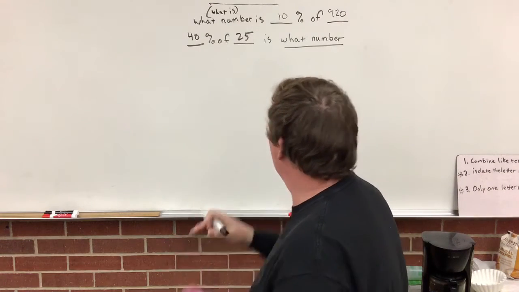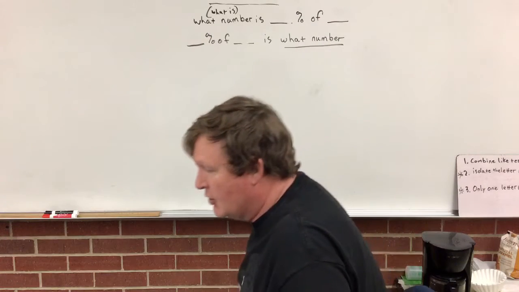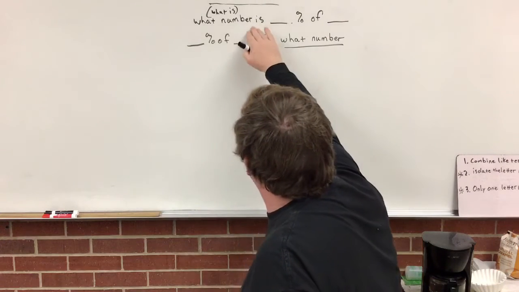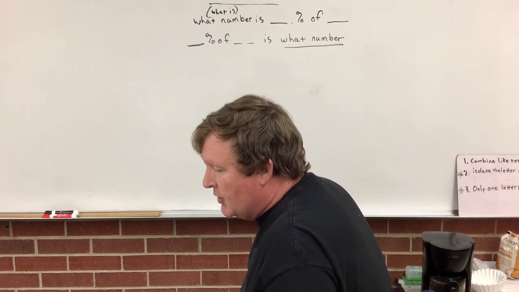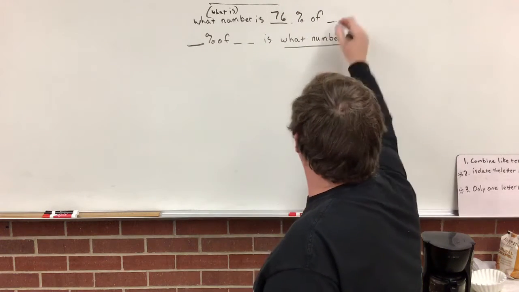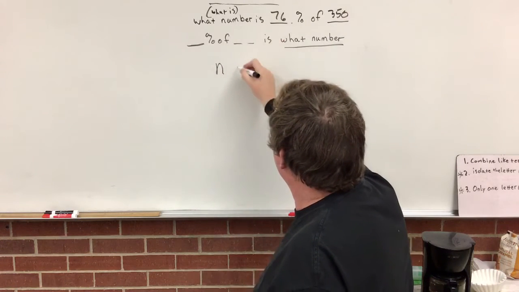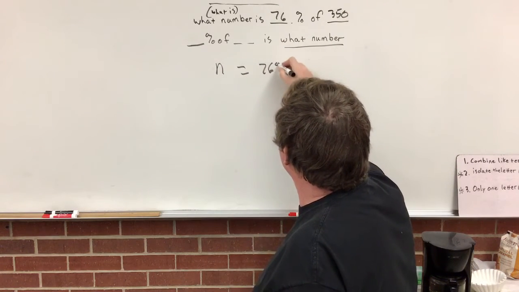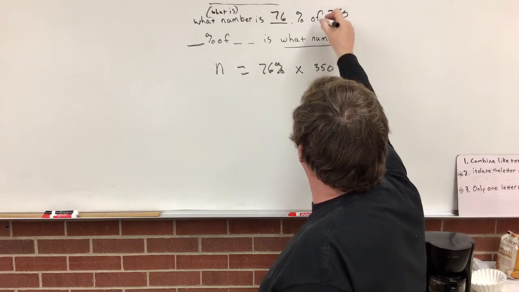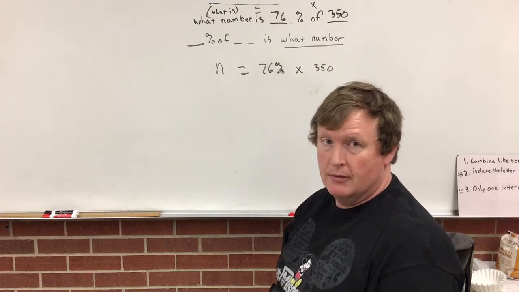Okay, so let's see what number 2 is. Number 2 is the first one, and that one's set up like this problem. It says, what number is 76% of 350? N equals 76% times 350. Once again, of means times, is means equals.